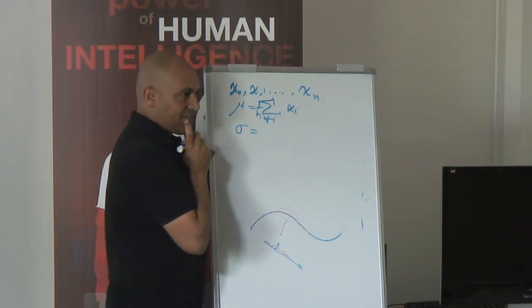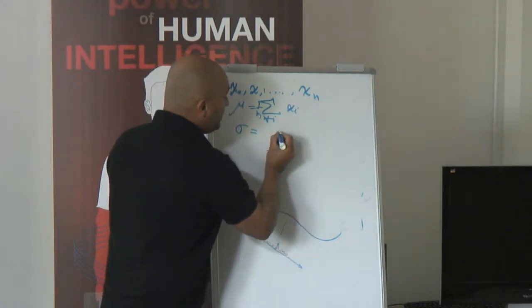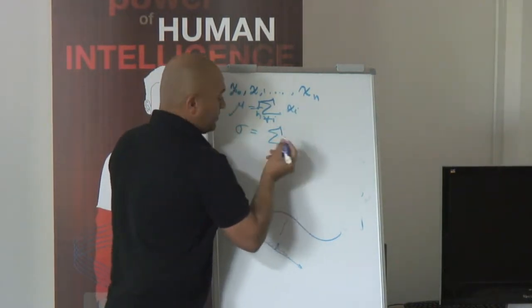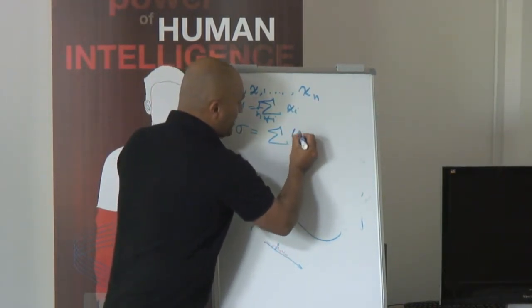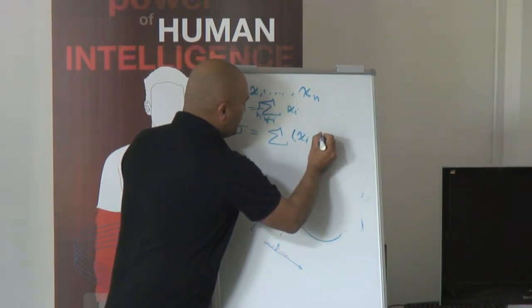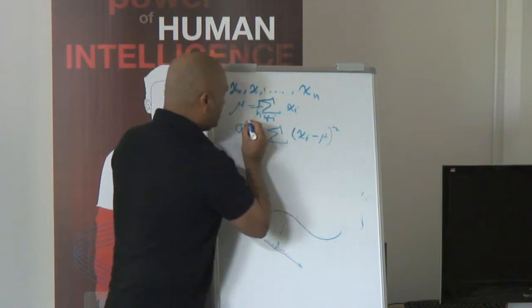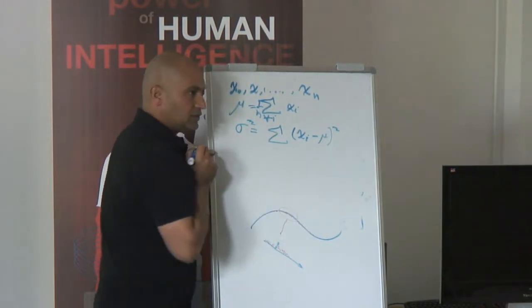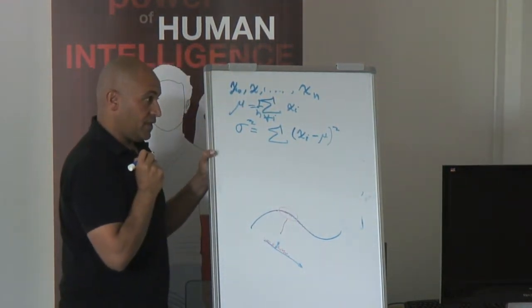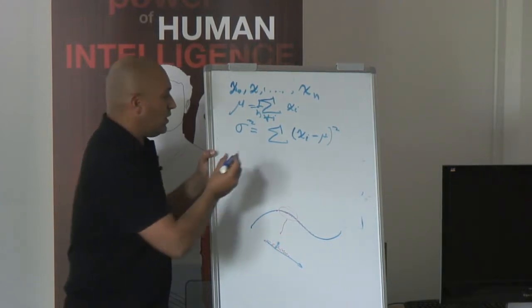Difference to the mean. It's the difference xi minus mu, squared. And this gives us the variance. We can also normalize.